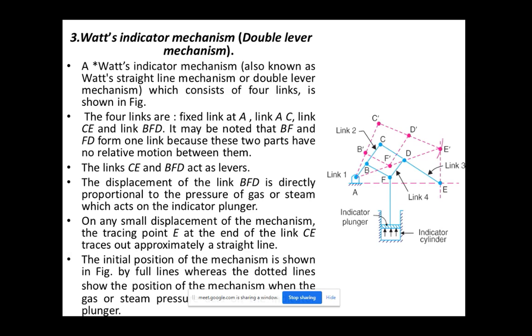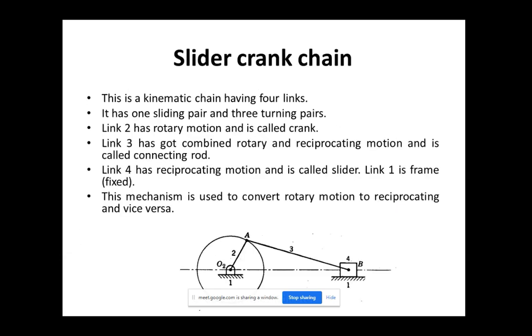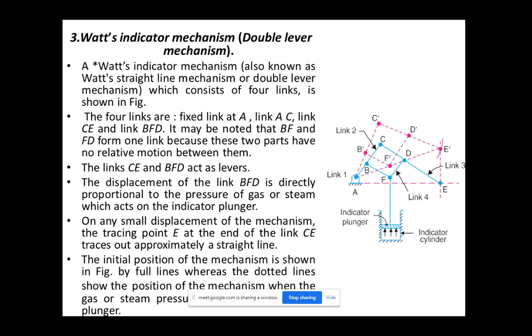Okay, and the initial position of the mechanism is shown in the figure by the full lines, whereas the dotted lines show the position of the mechanism when the gas plunger displacement takes place in this manner. You can see. Okay, so this is also a type of straight line mechanism.